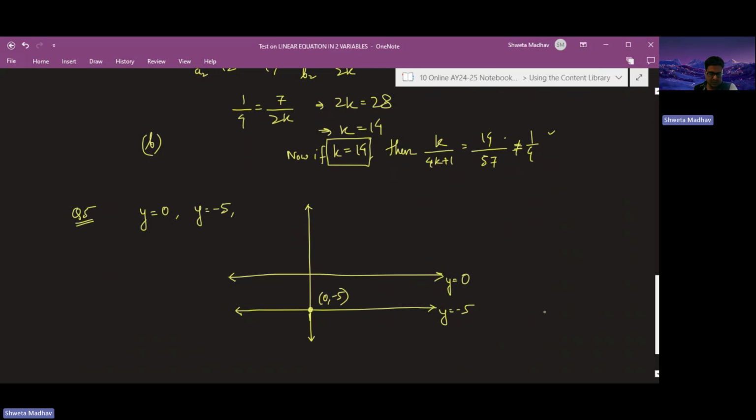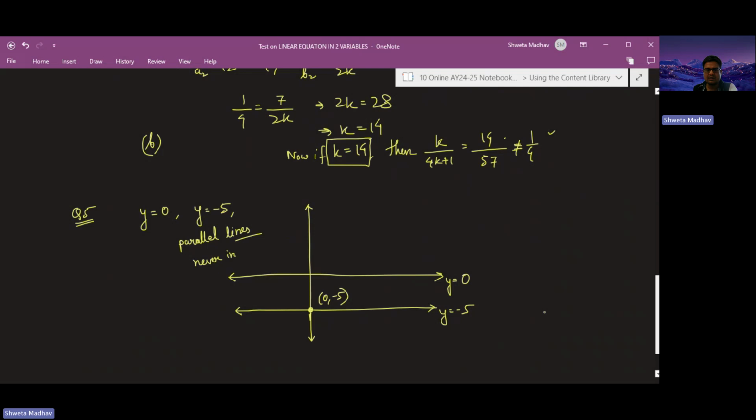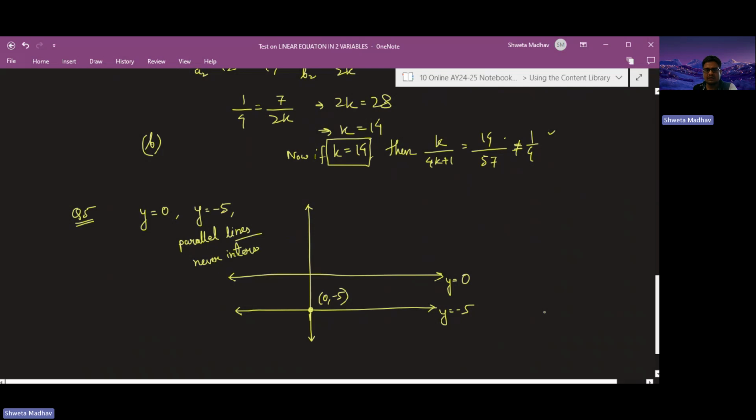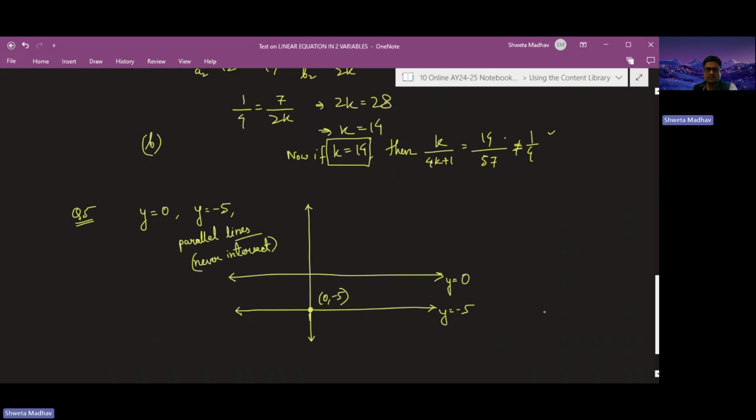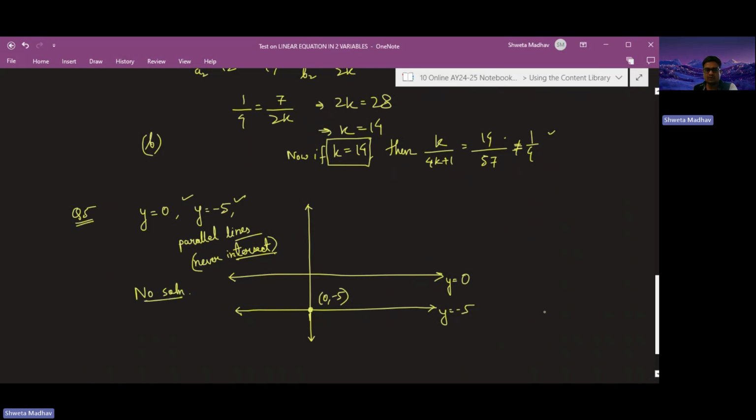So it means these are two parallel lines. So hence, these two straight lines will never intersect. They will not intersect at any point. So hence, if we solve them, then we will get no solution. So there will be no solution. Or we can solve it in another way also.